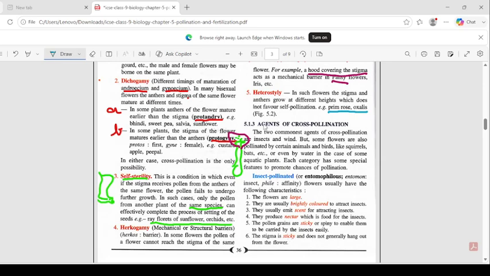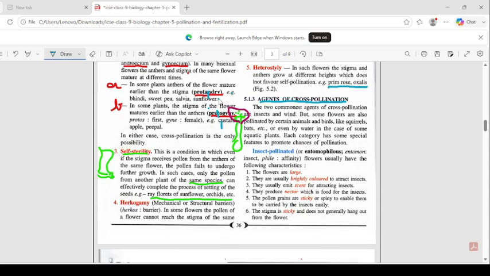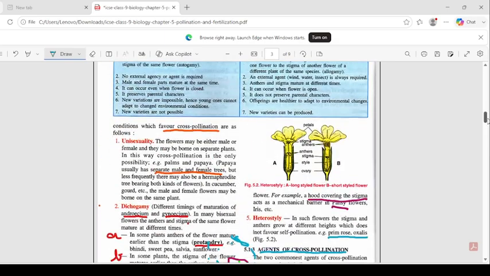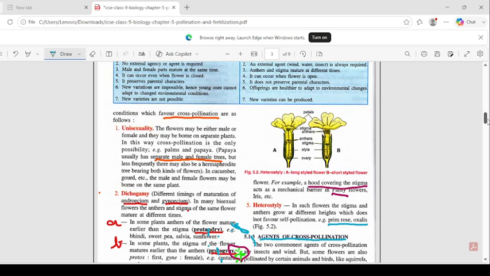Now, as we know, in the case of cross pollination, we need a certain agent. Before starting this topic, let's have a brief revision of the previous topic once again. We have discussed today the contrivances. This word is also asked in the examination. What are the contrivances for cross pollination? When we talk about cross pollination, we have 5 terms. The first term, as we discussed, is unisexuality. Unisexuality means the plant consists of unisexual flowers.